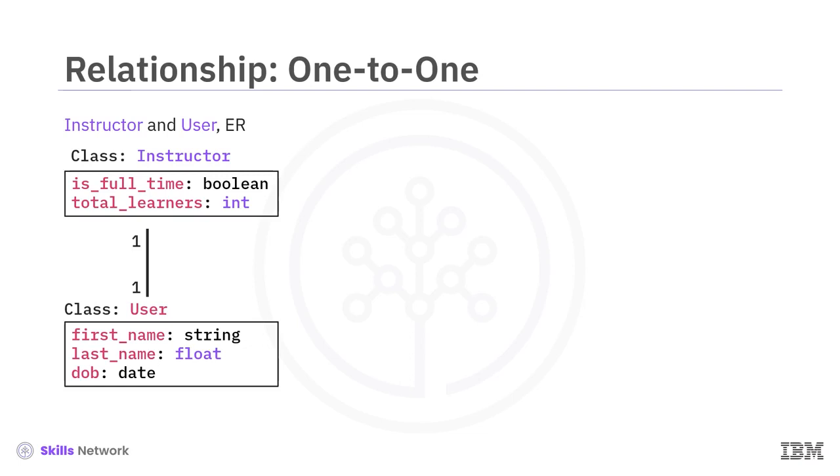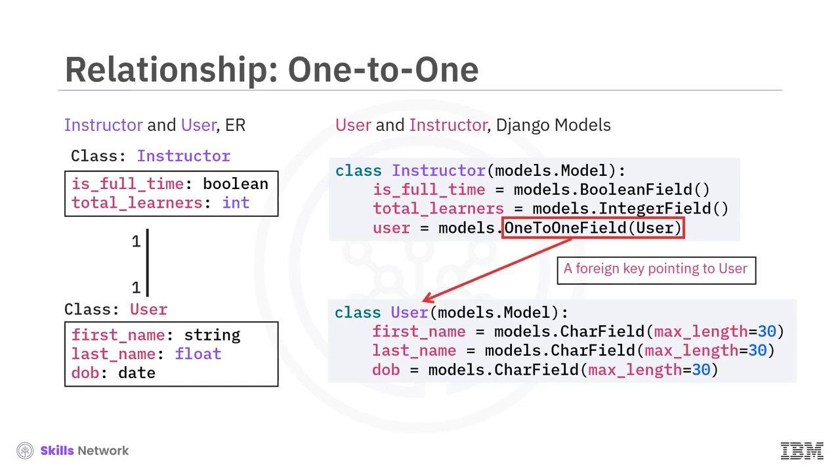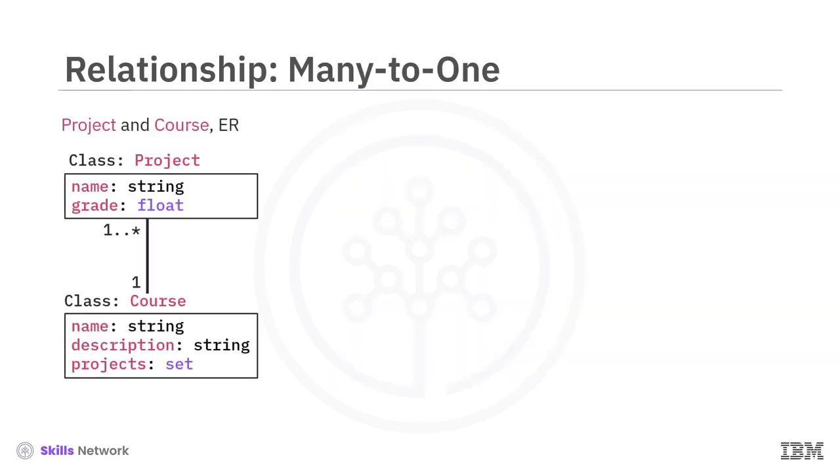One instructor can only have basic information stored in one user class, and one user can only have one role, such as instructor or learner. Now let's convert the ER diagram into two Django models. First, we define the models, instructor and user, and their fields. To define the relationship, we define an extra one-to-one field to act as a foreign key pointing to user. Django ORM will create instructor and user tables with a foreign key in the instructor table pointing to the user table.